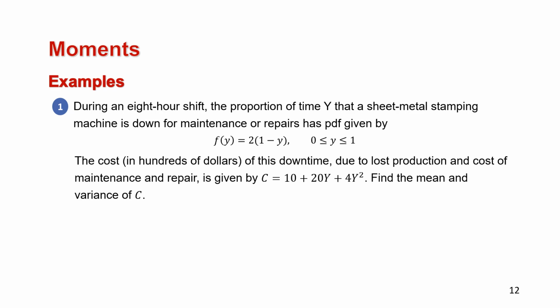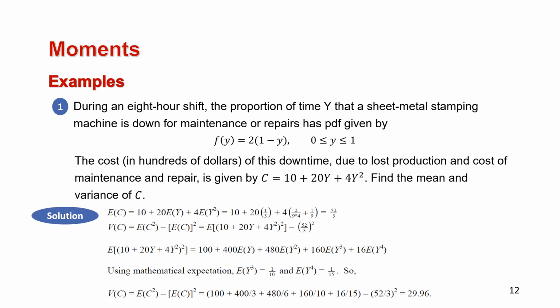Now the question is to find the mean and the variance of C, not of y. Here it's a function of y. But then to find the expected value of C, it's the expected value of 10, which is 10, plus 20 times the expected value of y, plus 4 times the expected value of y squared, and so on. How can we find the expected value of y?